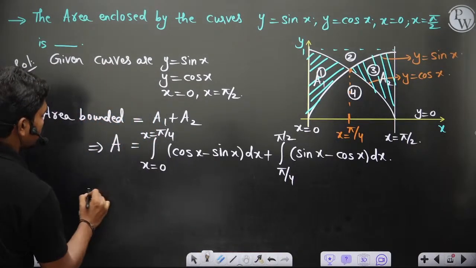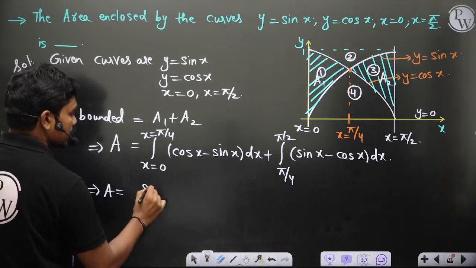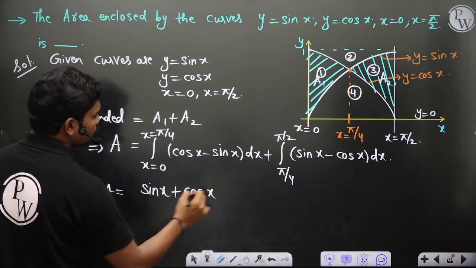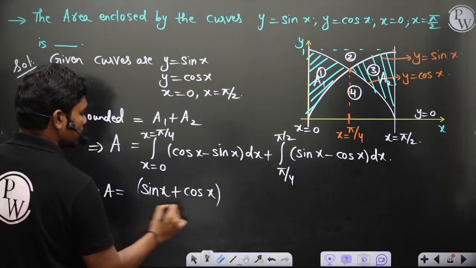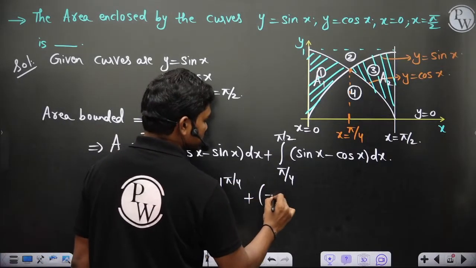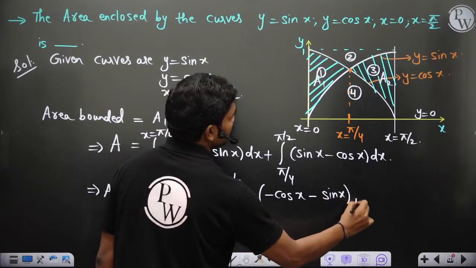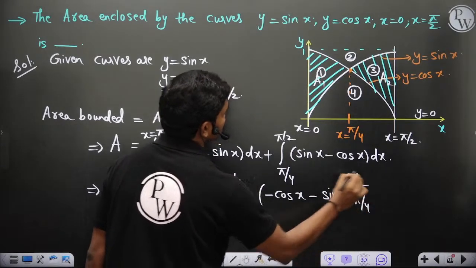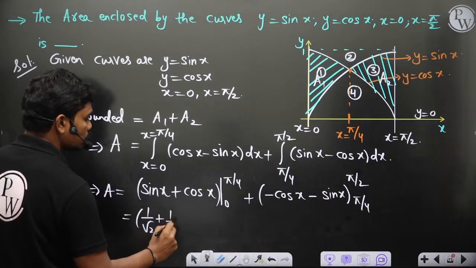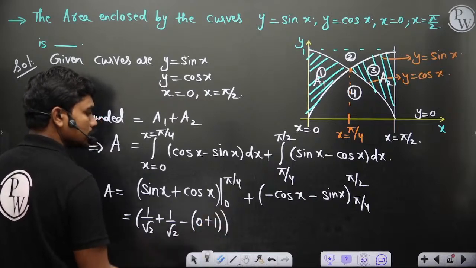Now if you solve this, A is equal to the integration of cos x minus sin x. The integration of cos is sin, and the integration of minus sin is plus cos, because minus of minus cos. So this is the value between 0 to pi by 4, plus then the integration of sin x, which is minus cos x minus sin x, within pi by 4 to pi by 2. If you simplify the values, at pi by 4, 1 by root 2 plus 1 by root 2, minus sin 0 plus 1, of course. So this is the value.